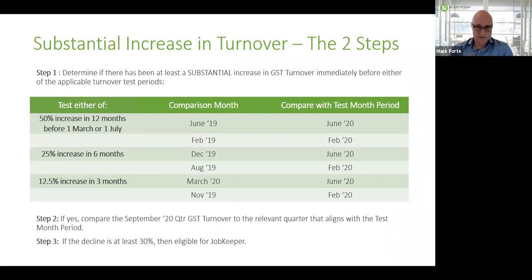So for this test, there are 6 opportunities to see whether you meet the substantial increase in turnover test. And on the assumption that you do, you compare the September 2020 GST turnover to the relevant quarter that aligns with the test month period. It's a bit of a mouthful, so let's go through an example to see how that works.